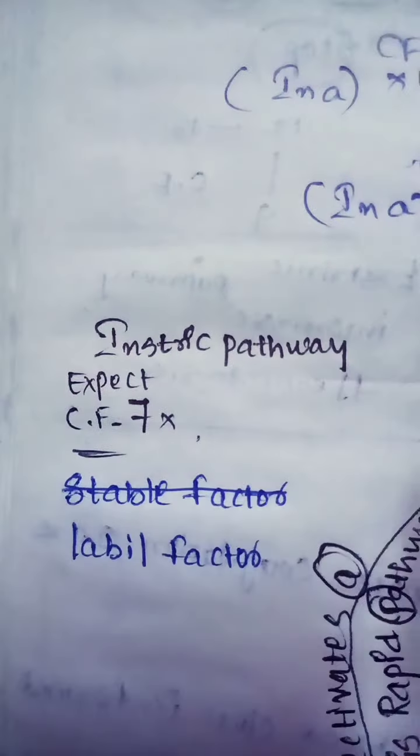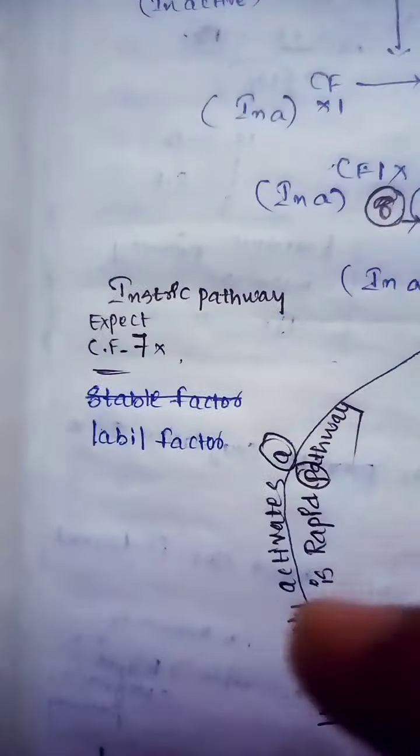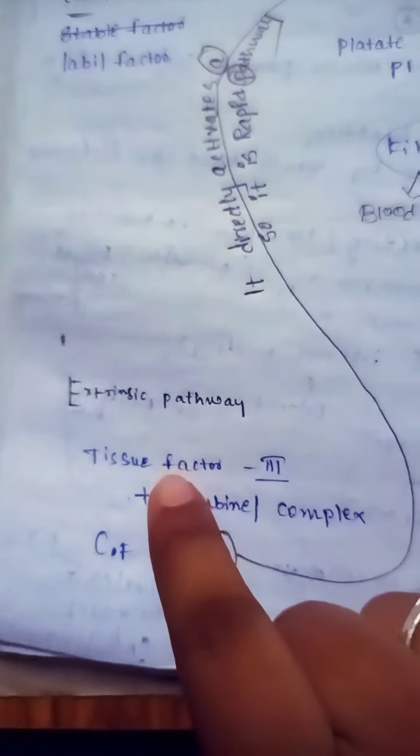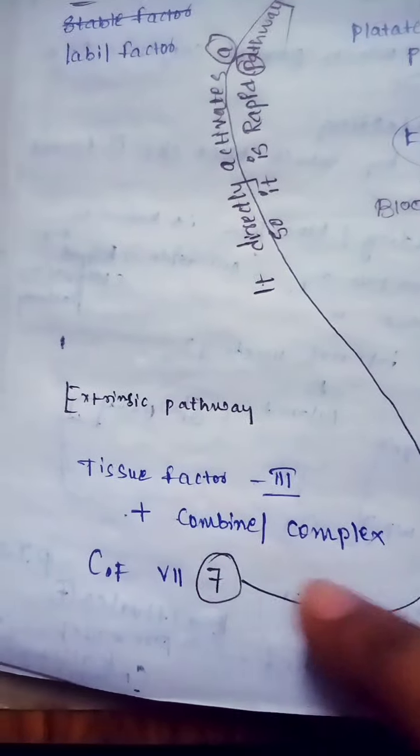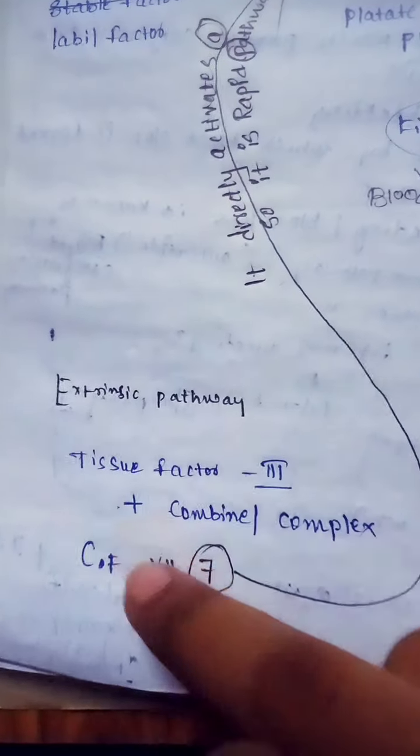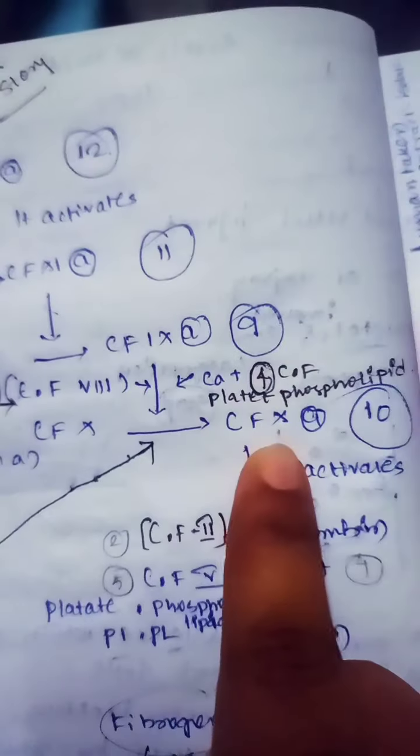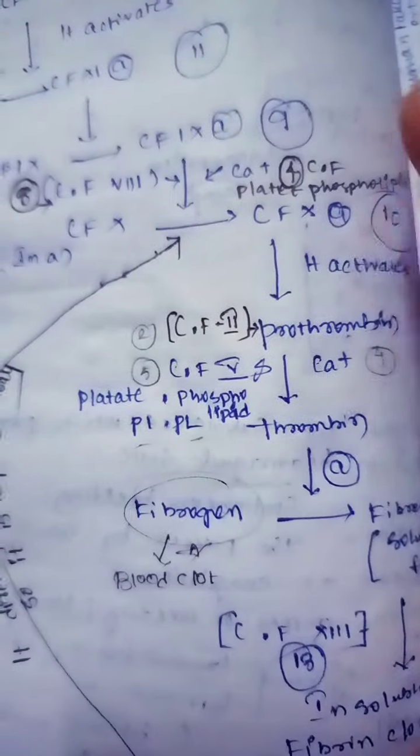In this intrinsic pathway, except for factor 7, all are present. The seventh factor is called the labile factor. The next pathway is the extrinsic pathway. Here tissue factor 3 forms a complex with the 7th factor, which directly activates factor number 10. It is also called the rapid pathway.